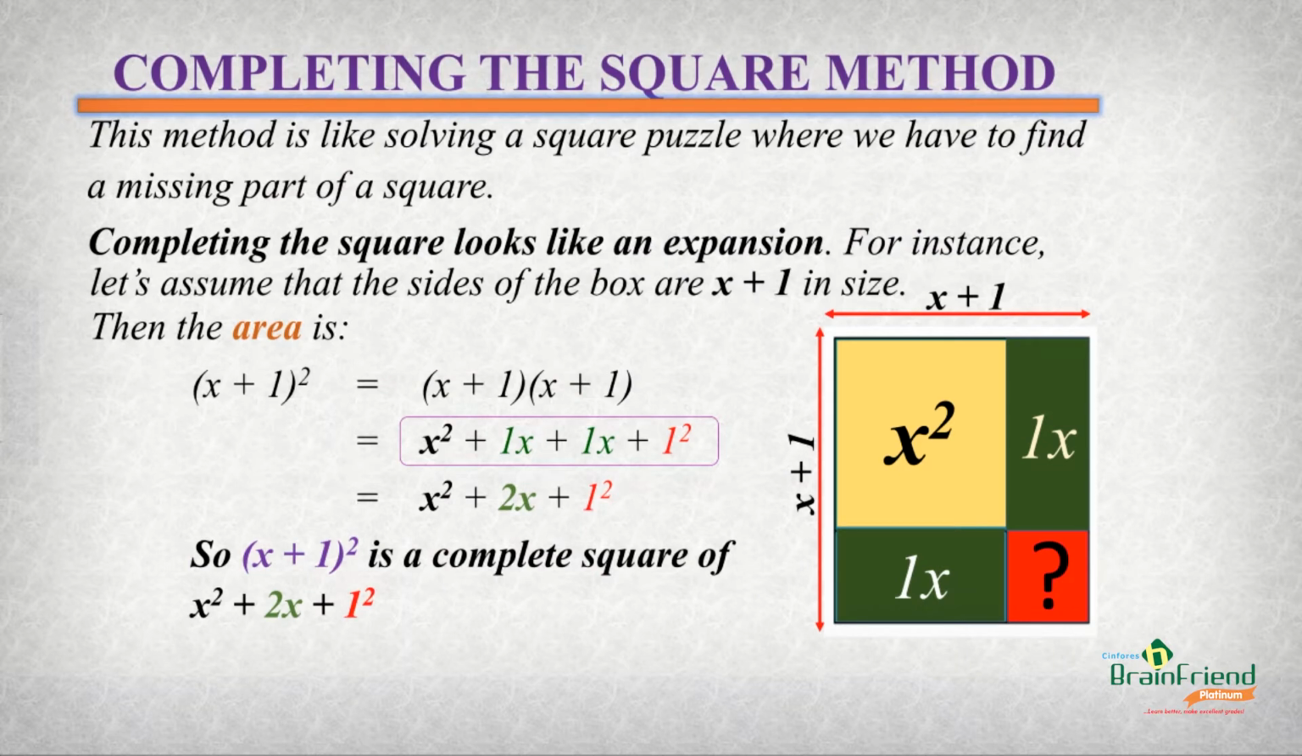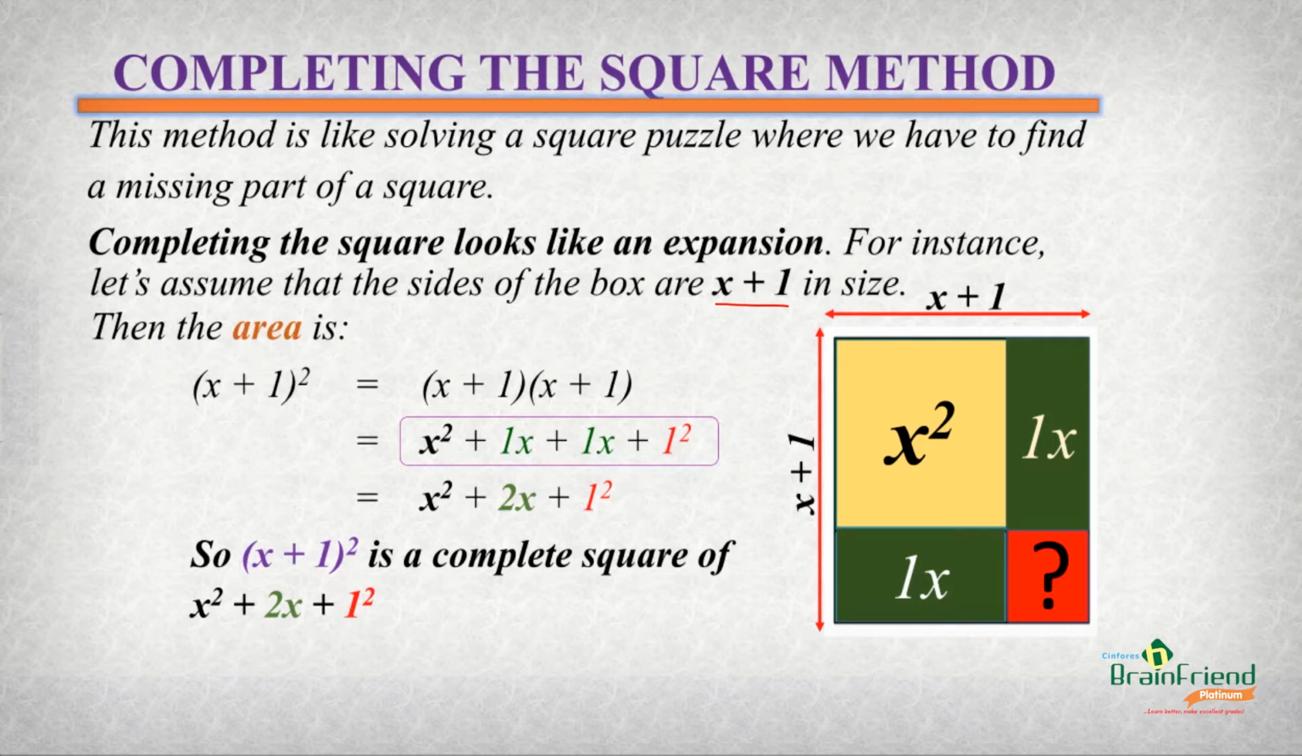The completing the square method is like solving a square puzzle, like I said earlier, where we have to find a missing part of a square. Completing the square looks like an expansion process. For instance, let's take a look at this diagram, and let's assume that this diagram is a square for now. And let's say that the sides of this box are x plus 1. This means that if it is a square, the length and the width should be equal. We would have x plus 1 and x plus 1 on both sides.